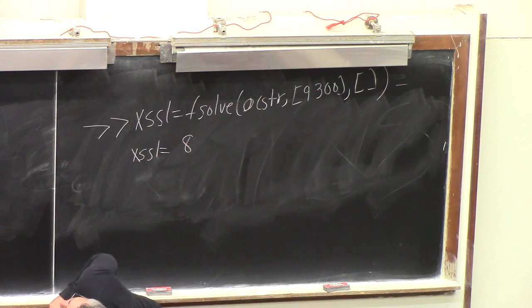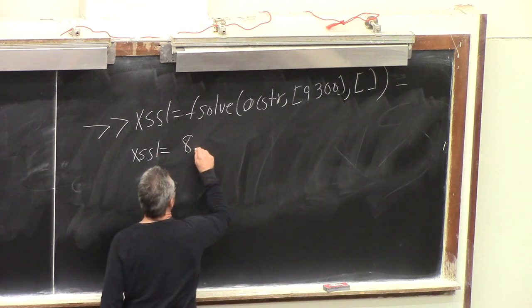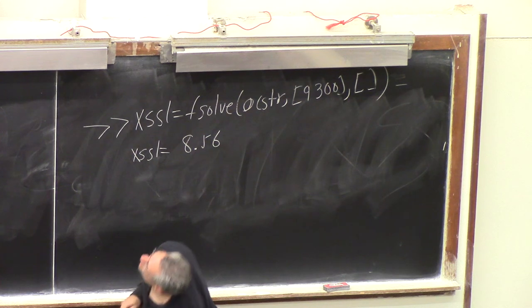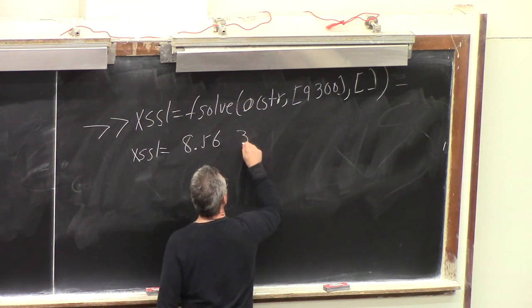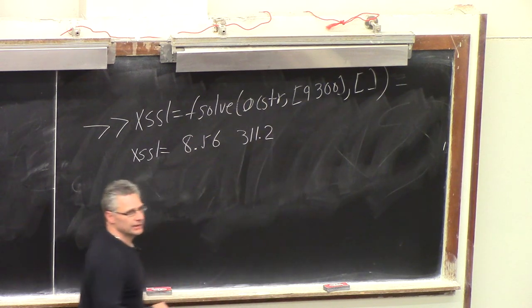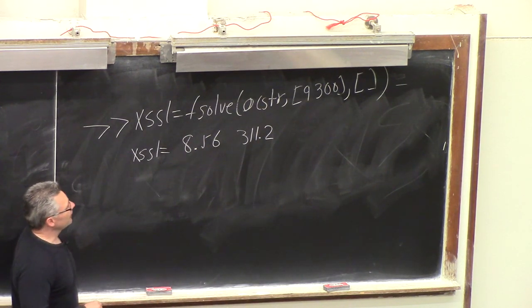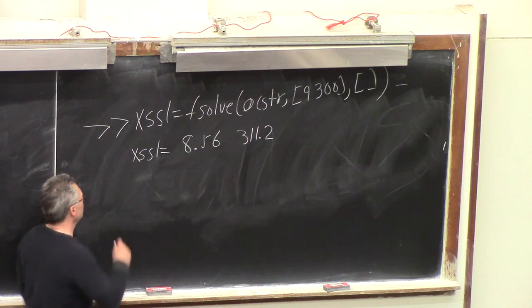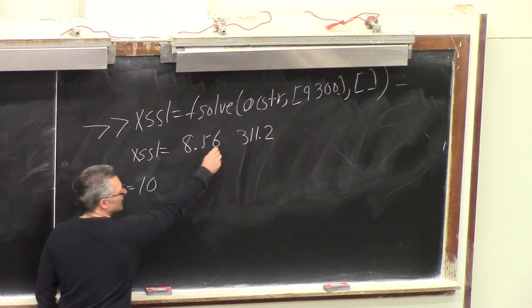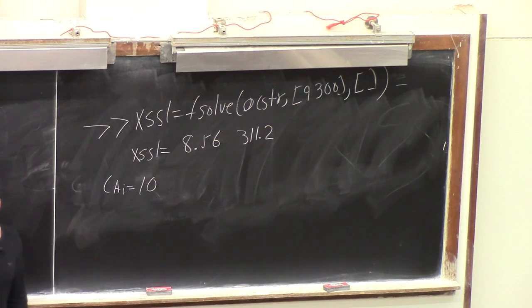So it spits back SSS1 equals about 8.56, 311.1 or 2 or something. Okay, you should get an answer like this. So this is very low conversion, because you understand that the amount of A you put in was 10. The amount of A that came out is 8.5. So that means only 1.5, like 15% went to B, and the other 85% you're just removing unreacted. That's not too good.